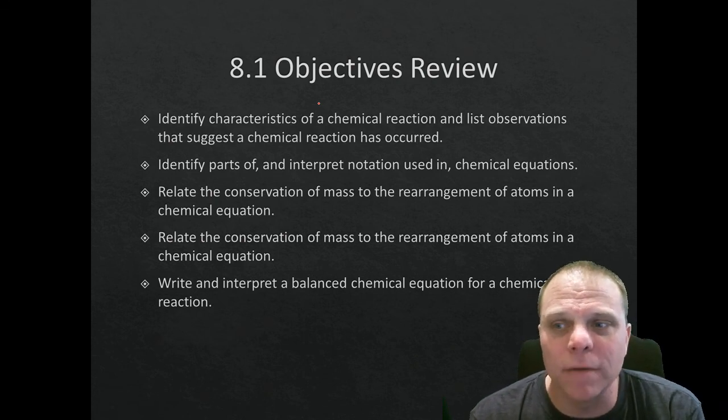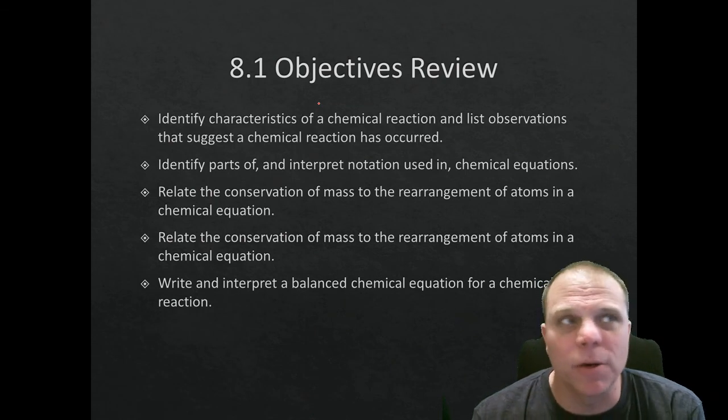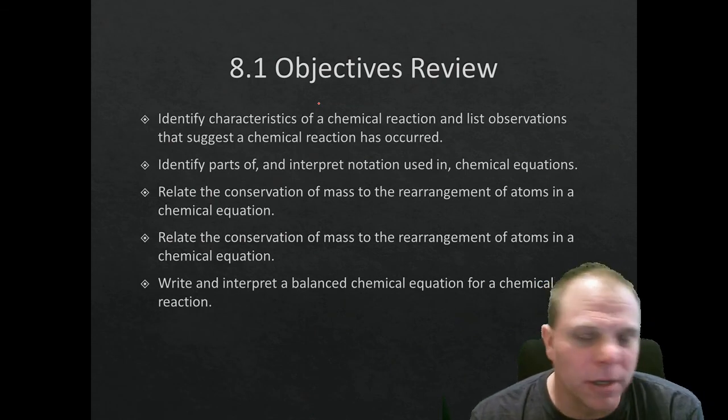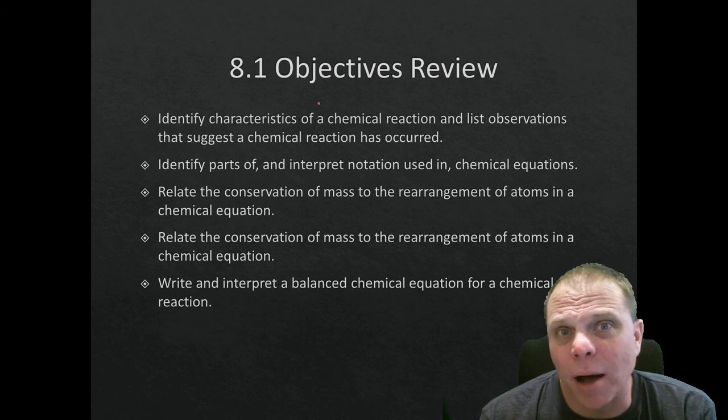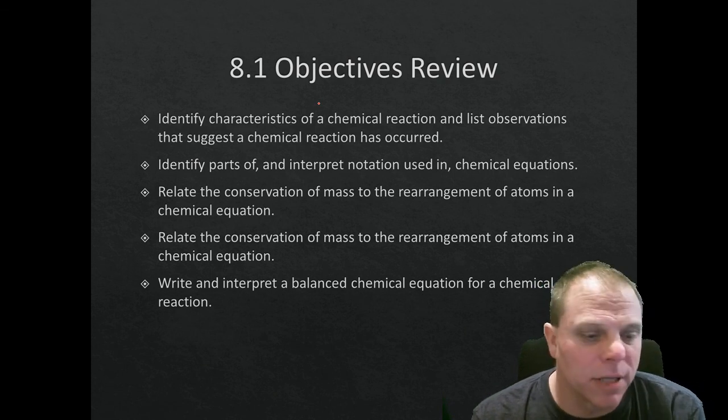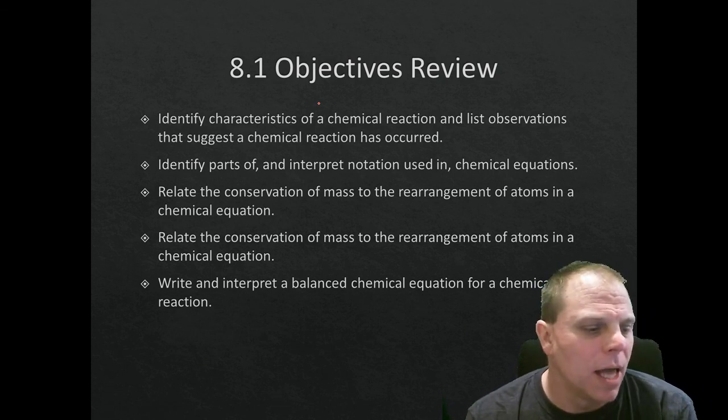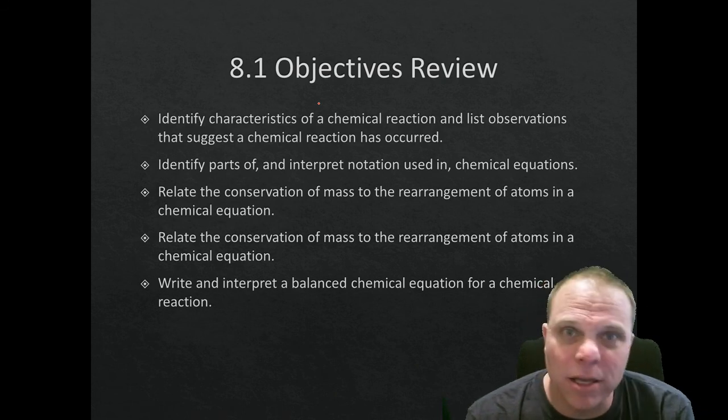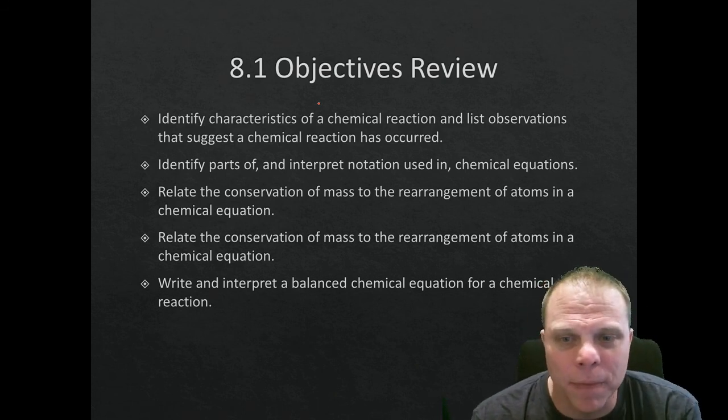Identify the parts of and the notation used in chemical equations. So we've learned about things like the arrows and the plus sign and the little element symbols we put on top of the arrows and the little triangle we put on top of the arrows. We learned about the S's and the G's and the L's and the AQs. Make sure to review those if you don't remember them.